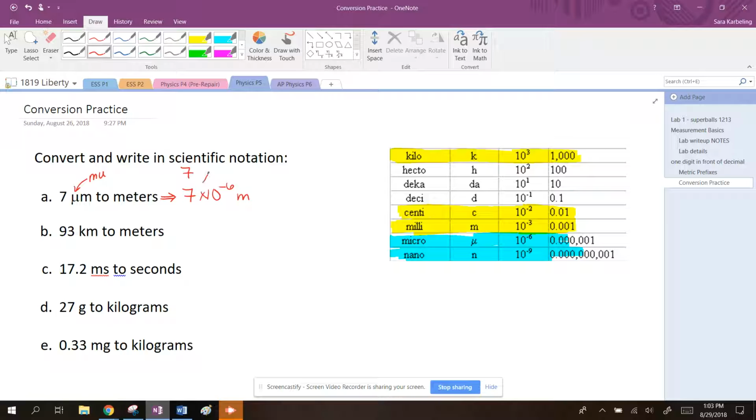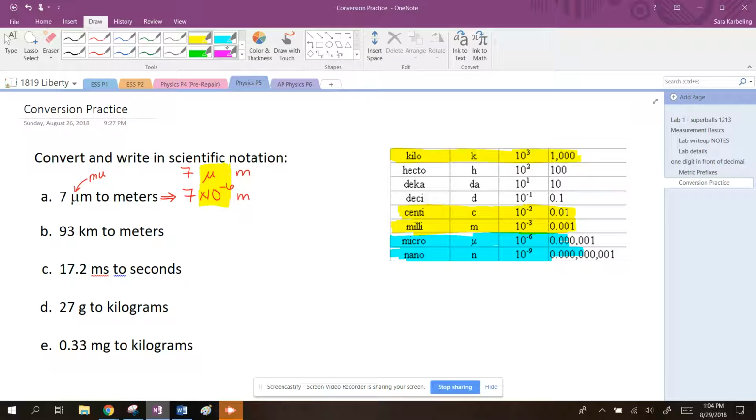So I had 7 micrometers, and literally what I did was change the micro to 10 to the negative 6th. I'm just translating. It's kind of like when you're translating something from English into Spanish, or from one language to another. Micro is 10 to the negative 6th. Boom, you're done. Is that okay? Okay.